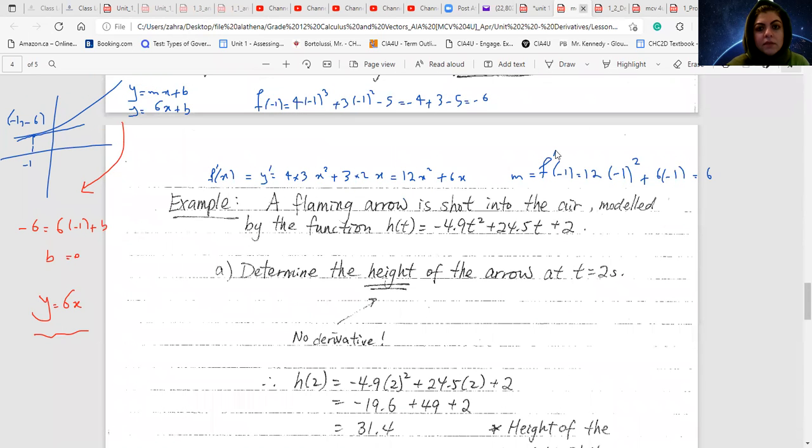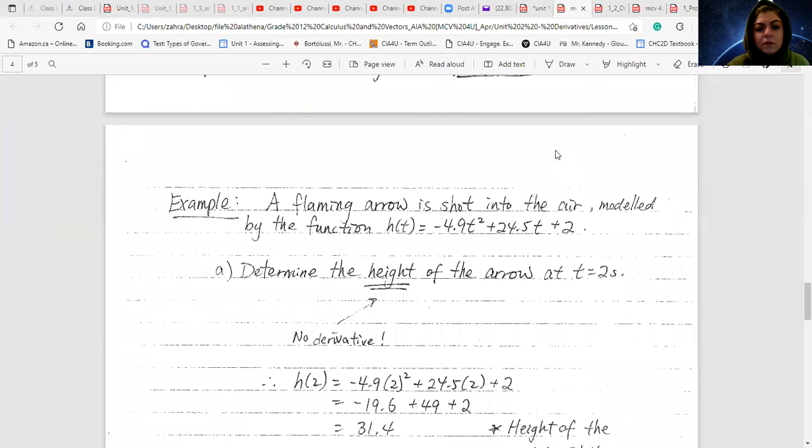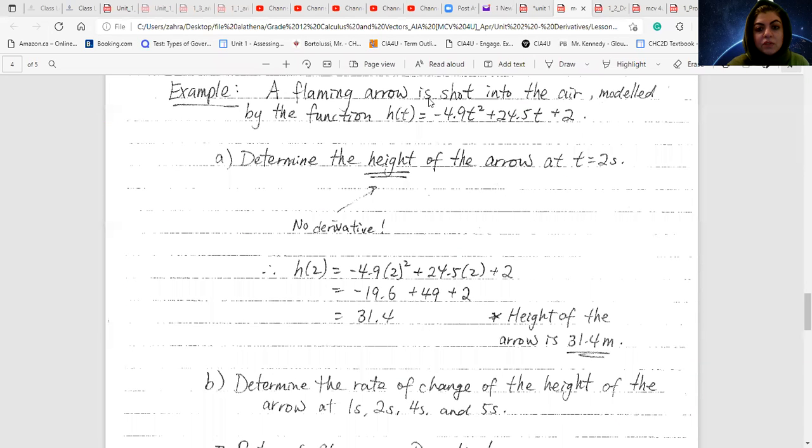Okay, so here's another question we do. A flaming arrow is shot into the air modeled by this function. Determine the height of the arrow at 2 seconds. So the function is the height versus time. If the time is given, you can find the height. To find the height at 2 seconds, just simply instead of the t everywhere, you put 2, as we did here. And the answer is 31.4.